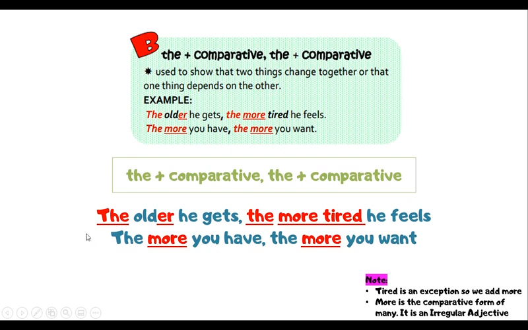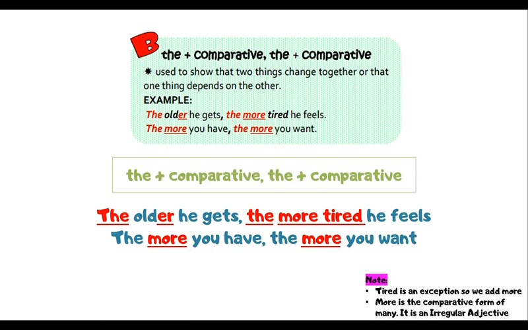And then the second: the more you have, the more you want. So here, in the beginning of the sentence, we have more, which is the comparative of you have, and then we have a comma here, and then we have the comparative form also, you want.